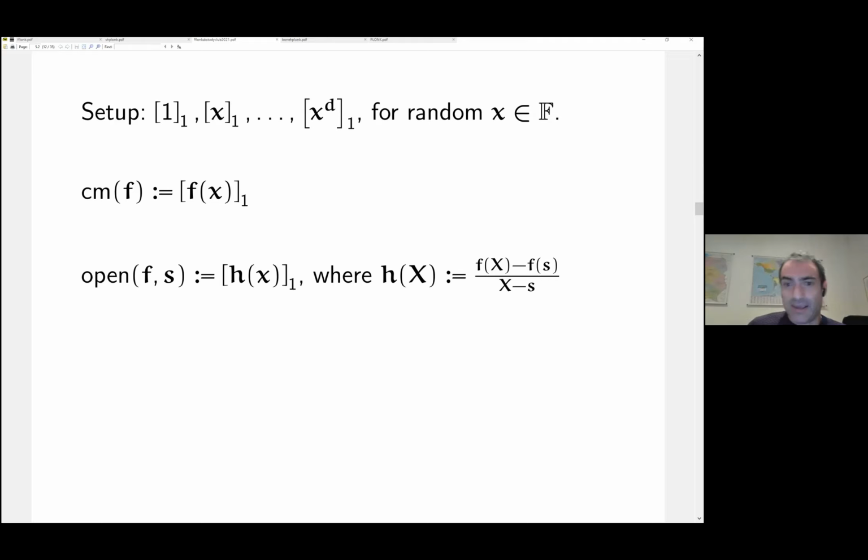by x minus s. So therefore, this rational expression, f of x minus f of s divided by x minus s, is not just a rational function, it's an actual polynomial. And so we can compute, the prover can compute it, and this will be the opening proof, right? The encoding of this polynomial h.